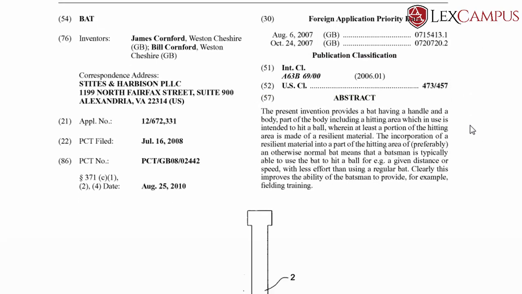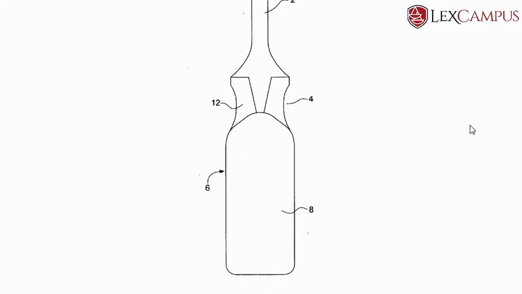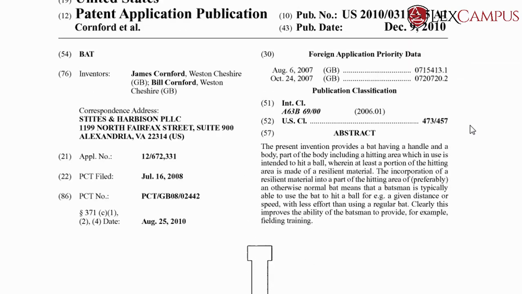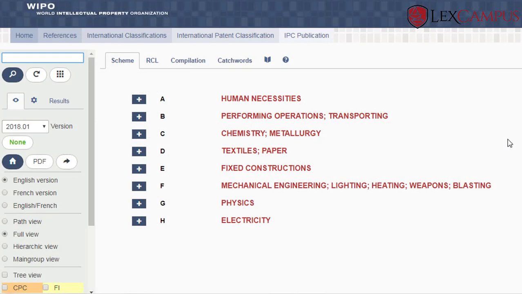If you are looking for a cricket bat, these cricket bats are usually listed under this international classification codes or this United States classification codes. In other words, if you are searching for cricket bats, you can directly get to these international classification codes and search for cricket bats. This is the website for International Patent Classification Codes.